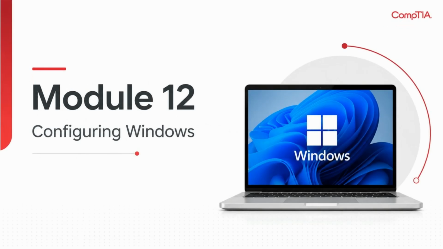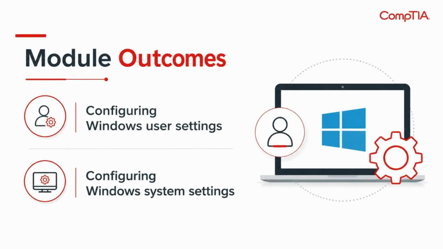Welcome to Module 12, Configuring Windows. This module covers Core A plus 2201-202 skills, including configuring Windows user and system settings, installing applications, and using productivity tools. By the end of this module, you will be proficient in configuring both Windows user settings and system settings. These outcomes map directly to the lessons ahead.